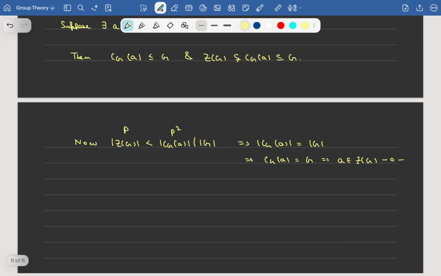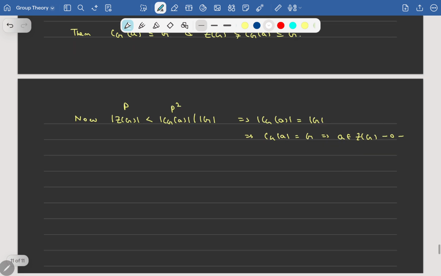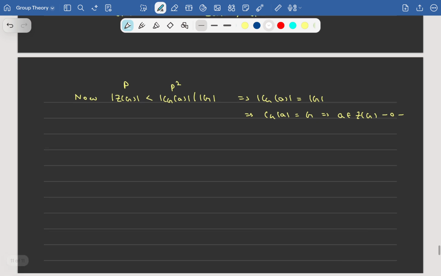Okay, but this need not be true in the case of groups of order p cubed. In groups of order p cubed, you will see that obviously the center will come out to be non-trivial. So the possible orders will be p squared or p cubed. But once the center has order p squared, it will automatically be p cubed by whatever we did here.